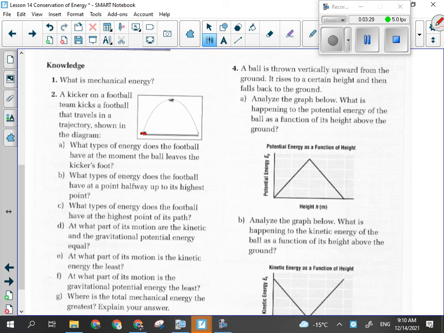You do impart a bit of elastic potential energy into a football when you kick it because you push it in and it wants to bounce back. But we're going to imagine that it's just left his foot, it's the original shape, it's all kinetic at that point. What about right here? What kind of energy would it have there? Yeah, both. It's off the ground and it's moving. What about right here?